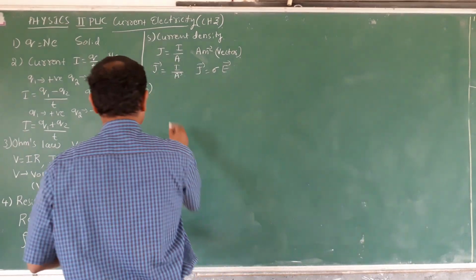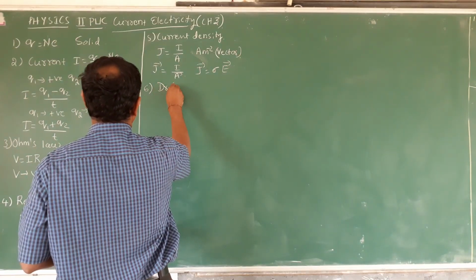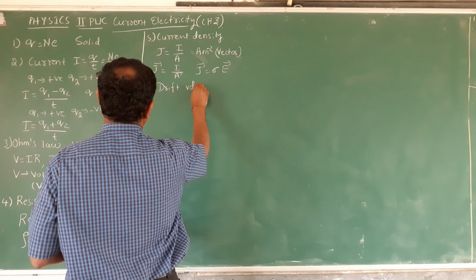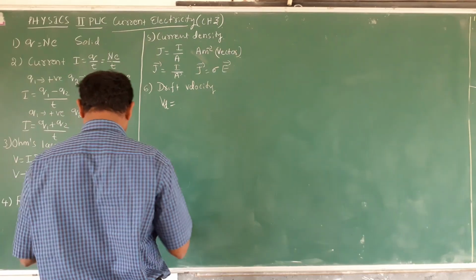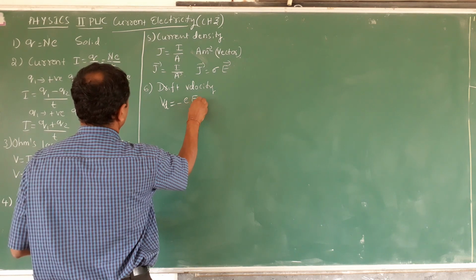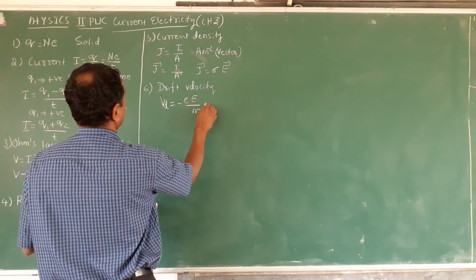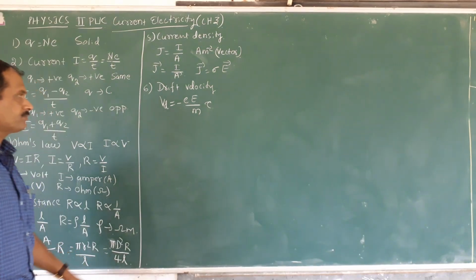The drift velocity. Inside the conductor you have to write Vd is equal to minus eEτ divided by m.